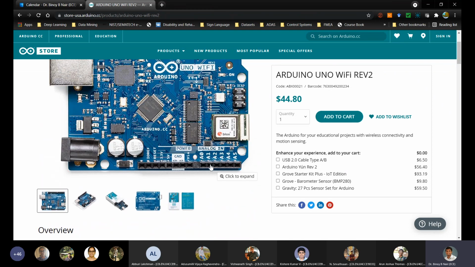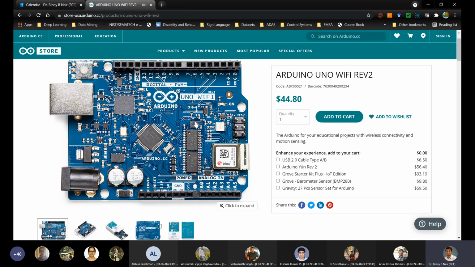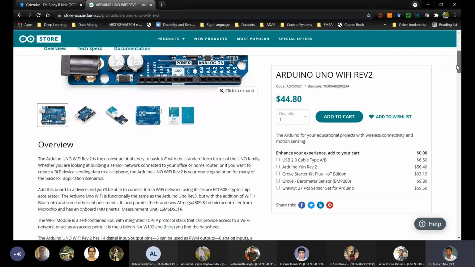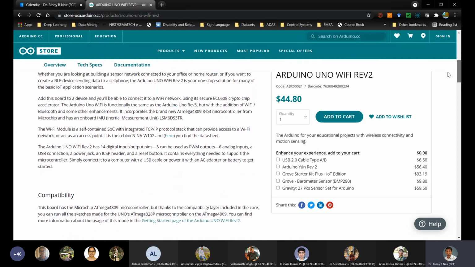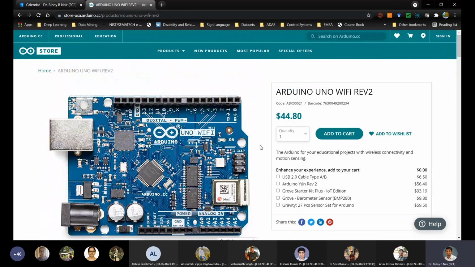I use this for most of my applications because I did not want to add a separate ESP8266 board to get Wi-Fi. This is very easy to work with. You have everything here: the accelerometer, the Bluetooth module, and, as I said, the security is built in. It's quite good. It's available in India also. You can have a look at it.